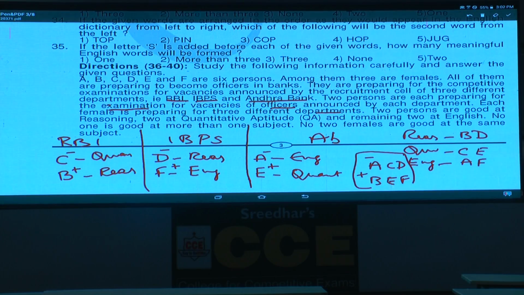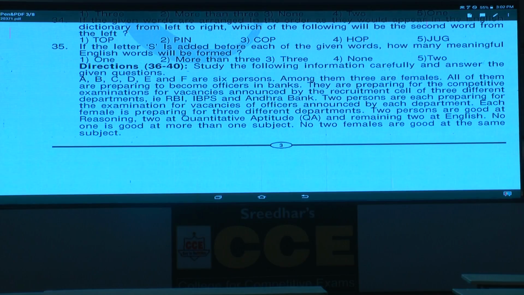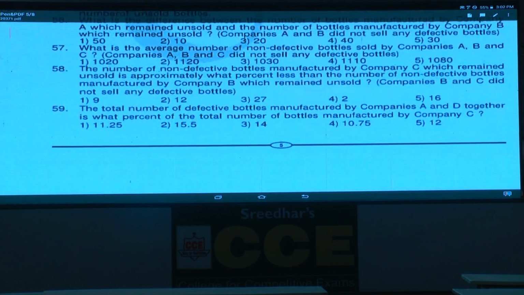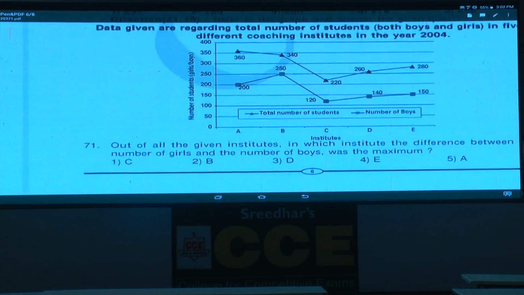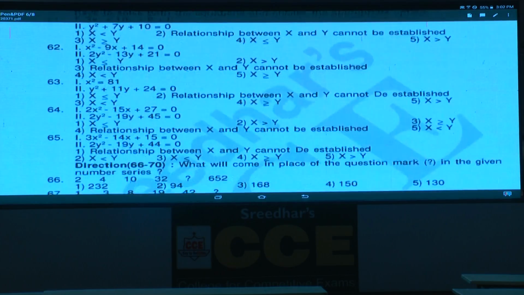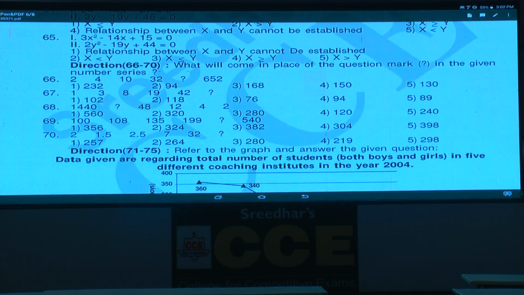Question number 66 onwards. Now question number 66 to 70. Yes, tell me what are the choices to this one, 66 to 70.